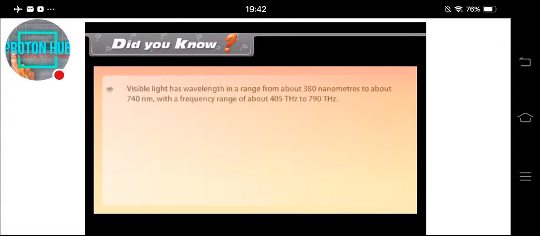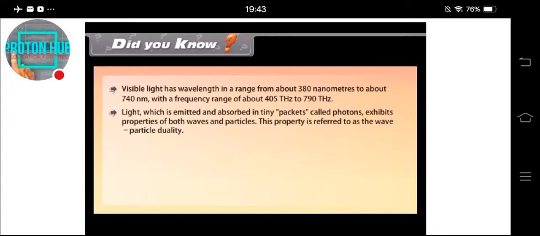Did you know? Visible light has wavelength in a range from about 380 nanometers to about 740 nanometers, with a frequency range of about 405 terahertz to 790 terahertz. Light which is emitted and absorbed in tiny packets, called photons, exhibits properties of both waves and particles. This property is referred to as the wave-particle duality.